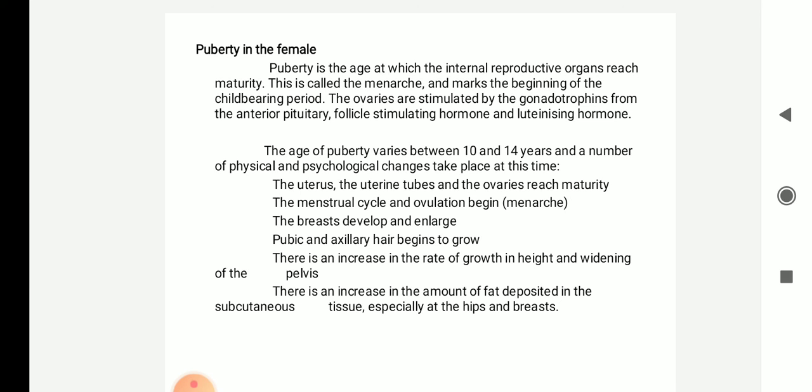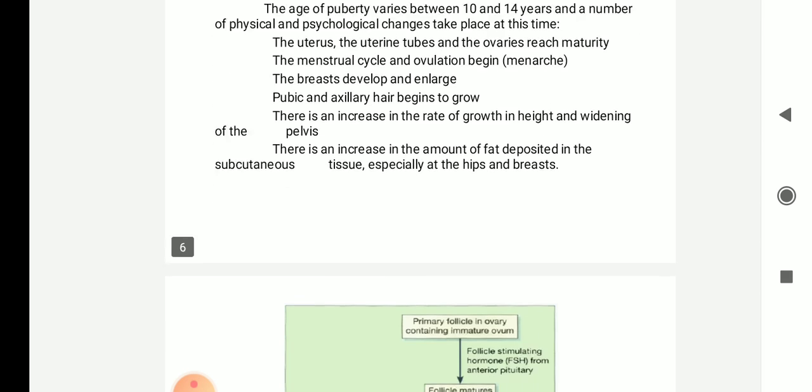The breasts will develop and start to enlarge in size. The pubic and axillary hair begins to grow. There is an increase in the rate of growth in height and widening of the pelvis. There will be increased growth of the girl, and the pelvic region, the hip region, will be widened. There is an increase in the amount of fat deposition in the subcutaneous tissues, especially in the hips and the breasts.